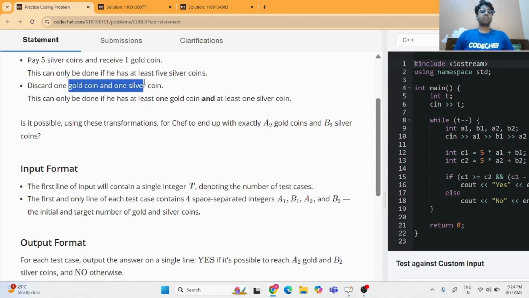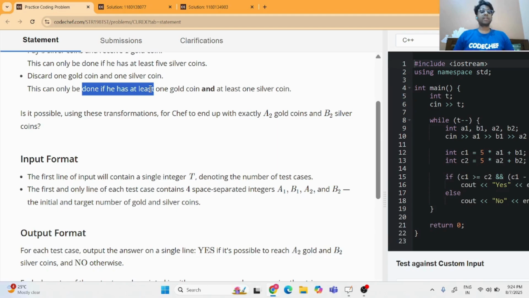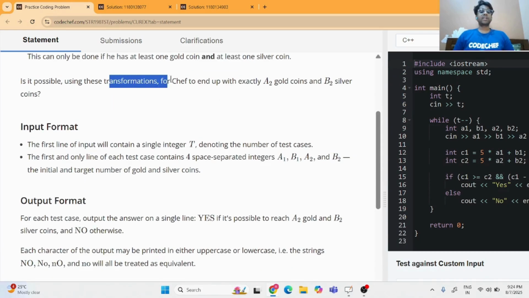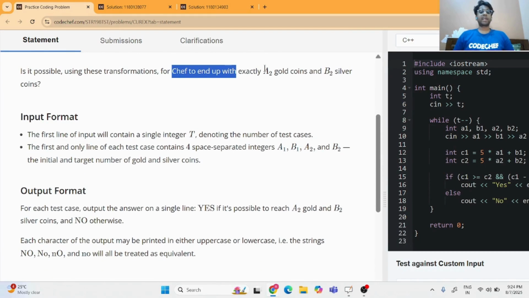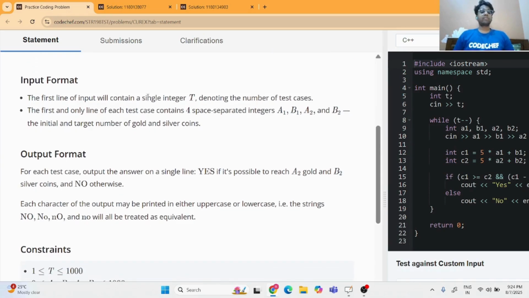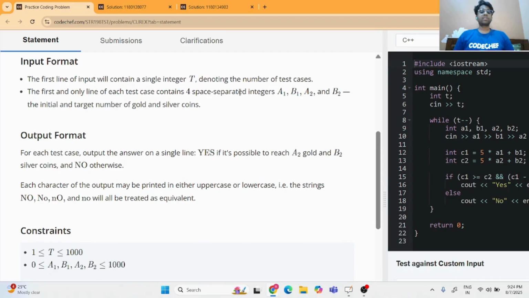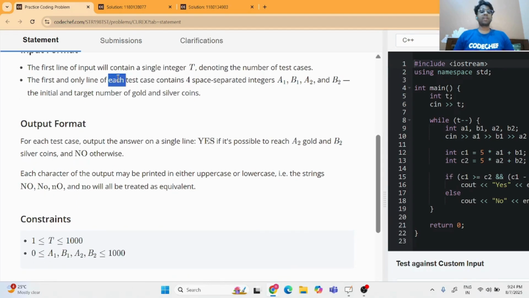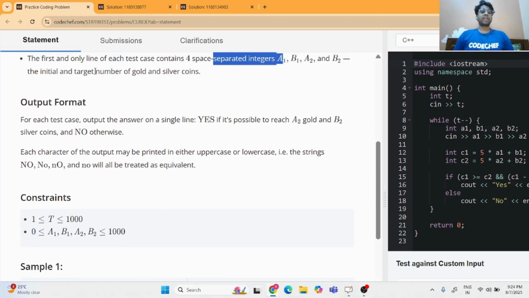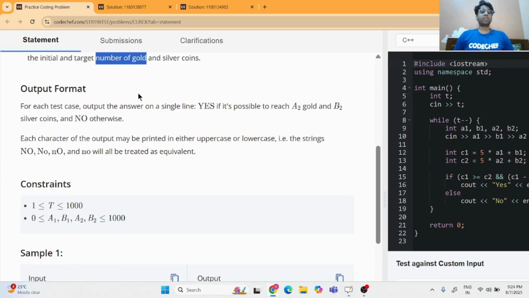Discard one gold coin and one silver coin. This can only be done if he has at least one gold coin and at least one silver coin. Is it possible, using these transformations, for Chef to end up with exactly A2 gold coins and B2 silver coins? Input format. The first line of input will contain a single integer T denoting the number of test cases. The first and only line of each test case contains four space separated integers A1, B1, A2, and B2, the initial and the target number of gold and silver coins we have to reach.